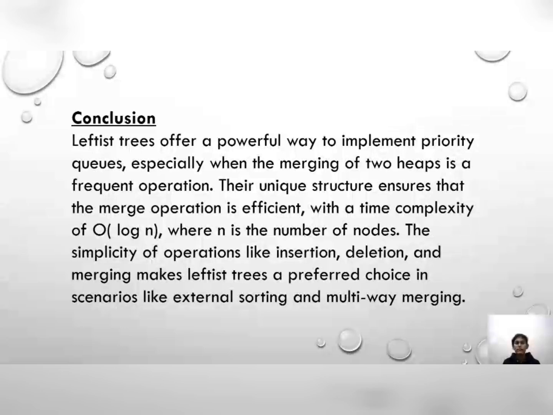Finally, we can conclude that Leftish trees offer a powerful way to implement priority queues, especially when merging of two heaps is a frequent operation. Their unique structure ensures that the merge operation is efficient with a time complexity of log n, where n is the number of nodes. The simplicity of operations like insertion, deletion and merging makes Leftish trees a preferred choice in scenarios like external sorting and multi-way merging.